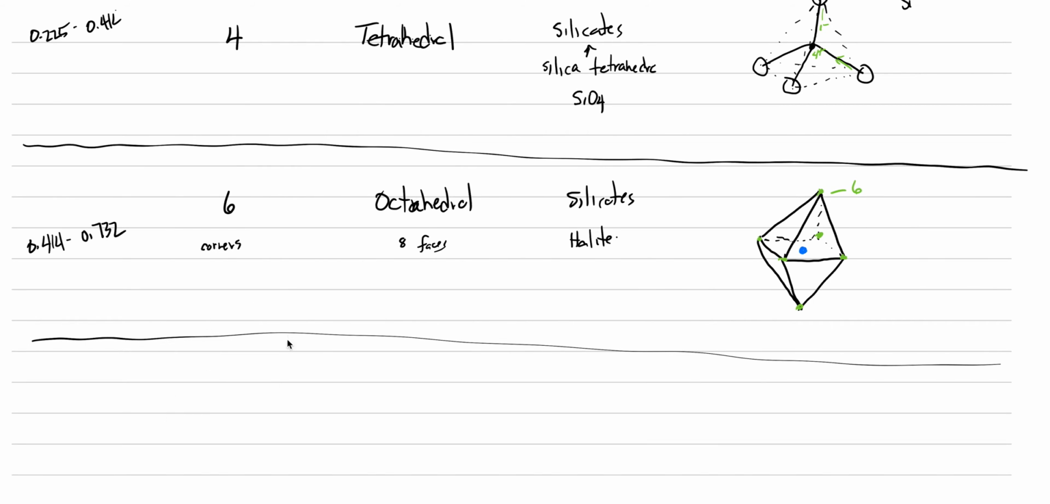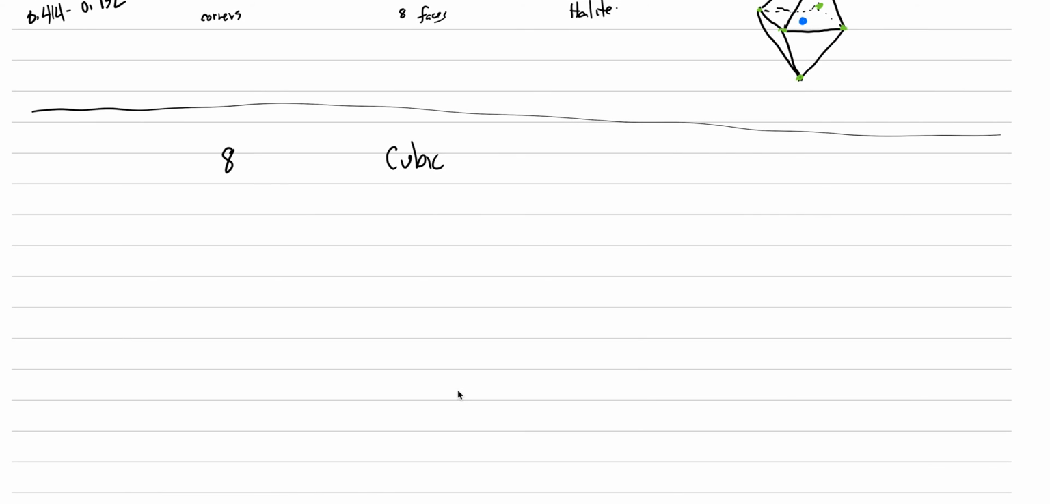The last one that's actually really important is called cubic, and it has 8 apices. Right, that's the way to think about the number. Cubic has a threshold of anywhere between 0.732 and 1. Our minerals that have it, well, these are the largest, any kind of mineral with the really big cations. Maybe something like sodium would have a cubic coordination number. The shape we want to picture here is a cube.